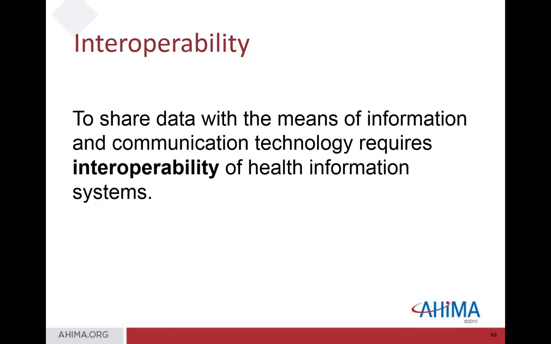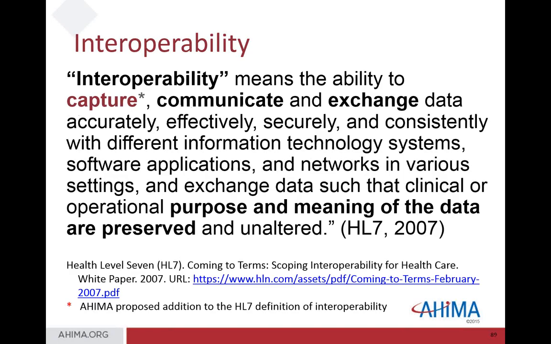Next slide will show you the definition of interoperability, and it is a different definition from the ones used in the ONC interoperability roadmap. Can we go please to the next slide? I would like specifically to read you this definition because it's actually very comprehensive, as I think. It covers this notion of meaning and use of information by those who need to know. Interoperability means the ability to capture, communicate, exchange data accurately, effectively, securely, consistently with different information technology systems, software, applications, and networks in various settings, and exchange data such that clinical or operational purpose and meaning of data are preserved and unaltered. Look at the date, 2007.